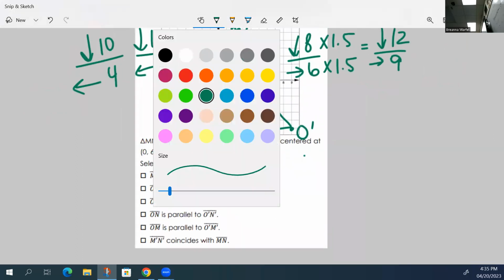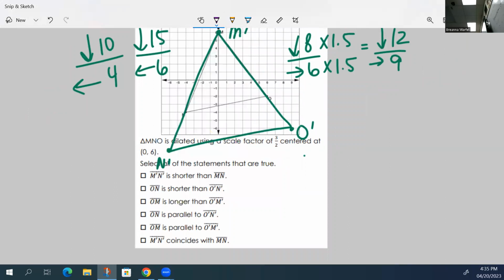All right, so then you just answer all your questions. So M prime, N prime is shorter than, well, it's not shorter, it's longer. So that's out. ON is shorter than, yes, the original shape is shorter because the scale factor is 1.5. You're getting bigger. ON, oh my bad, OM is longer. It's not, it's shorter. The big one is this one. Oh no, just kidding.